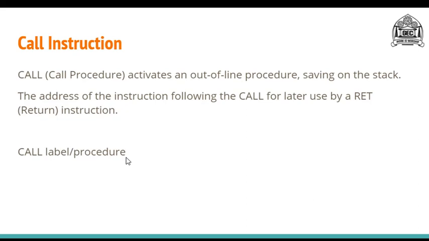After every call instruction, we place the return instruction, which returns the address of the next line which was just after your call instruction. So the control is given back to the original program using your return instruction.